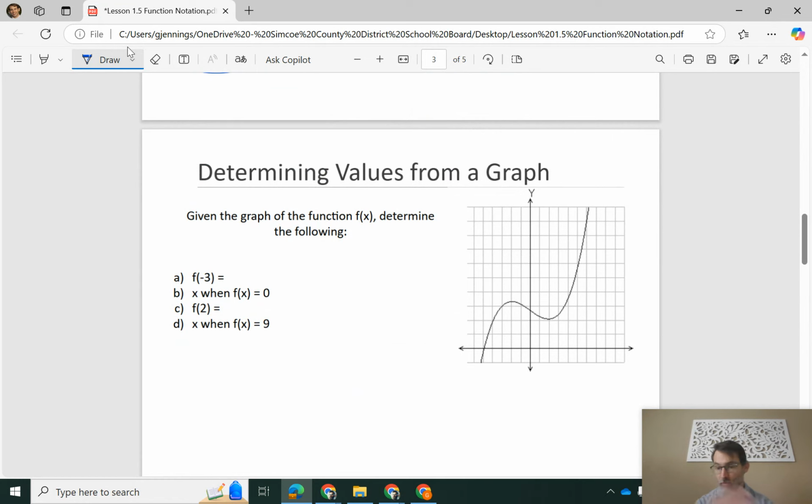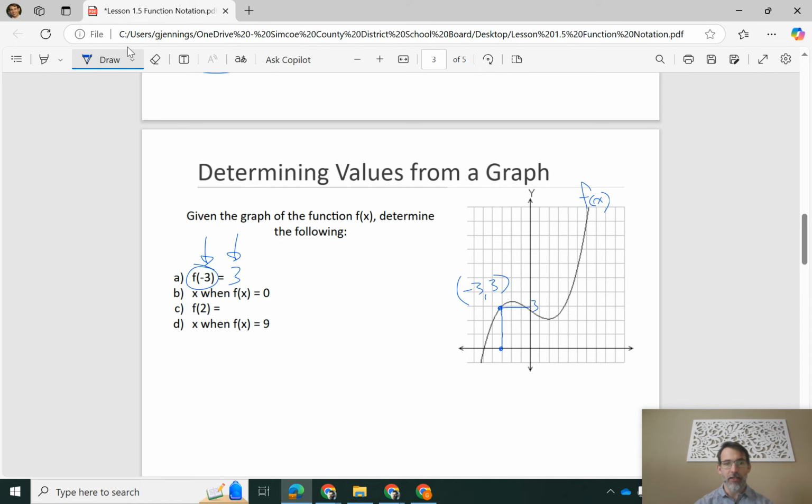We can even go backwards from a graph and figure things out. Here's a function f of x. And something I know about f of x is that when we're looking at minus 3, we go up and find the value. That's plus 3. So this is 3. That's the point minus 3, 3. So I can look at a graph and tell you, when x is minus 3, the output is 3. The value of the function will be its y value, the output.